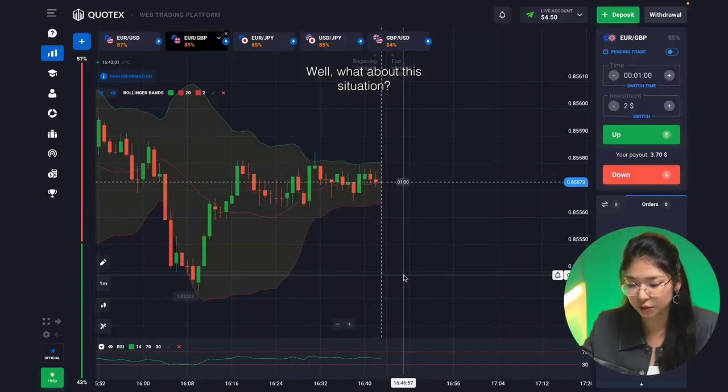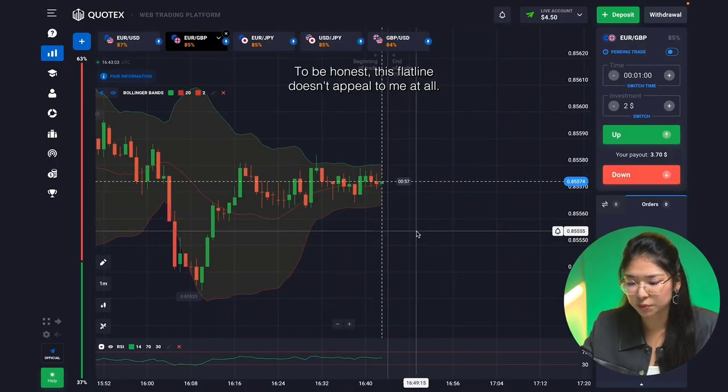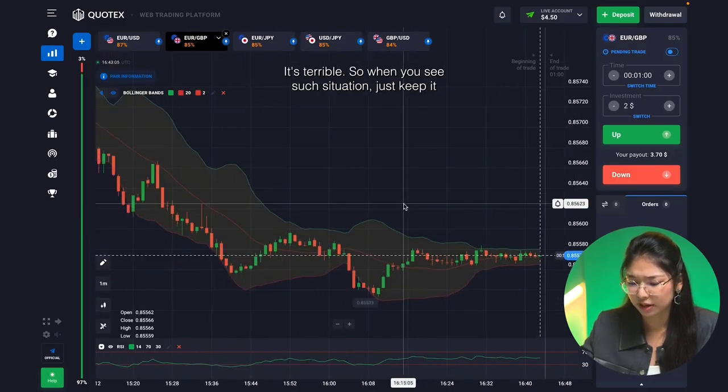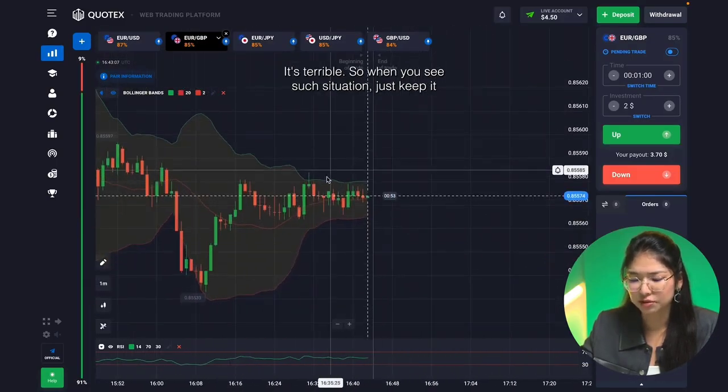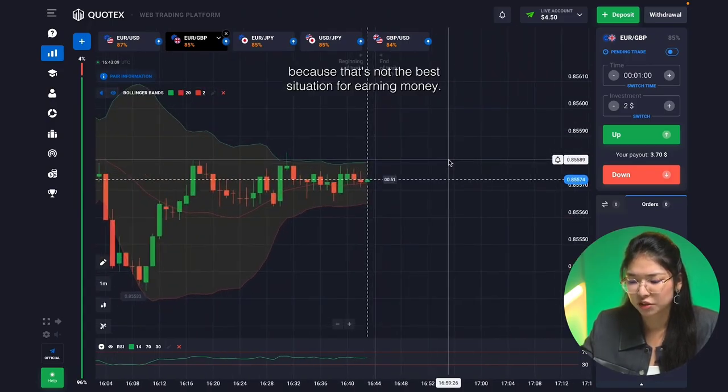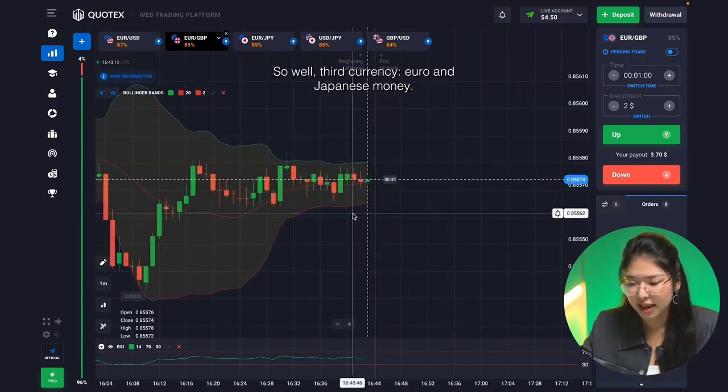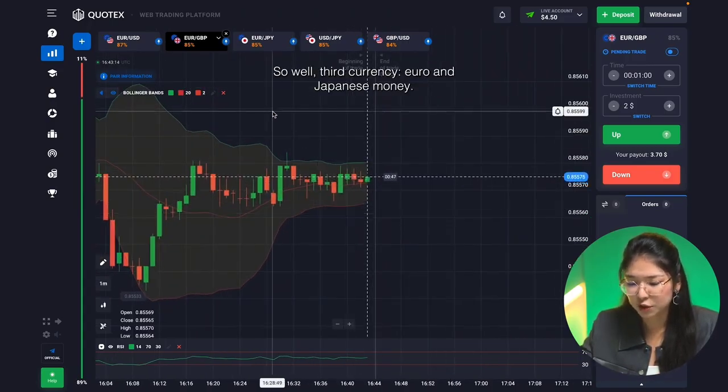So well, what about the situation? The flat line doesn't appeal to me at all. It's terrible, and when you see such a situation, just skip it, because it's not the best situation for earning money. And well, third currency, Euro, Japanese yen.